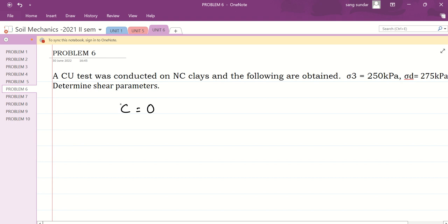So C is equal to 0 for a CU test on NC clays. Okay. So even though it is a clay, C is equal to 0 if you perform a consolidated undrained test. So remember this concept. So using this relation, we are going to determine the shear parameter. Already we have determined one shear parameter. Our only thing is to determine how much is the phi value.